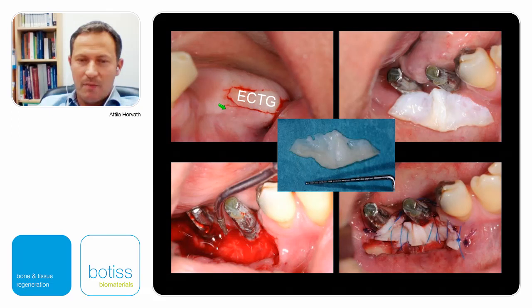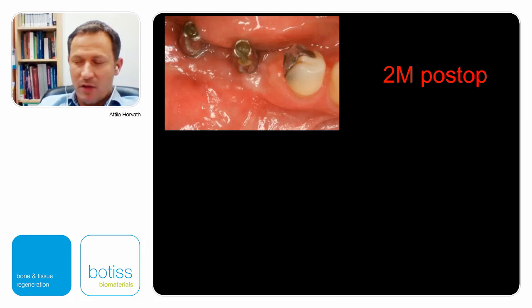And of course, at the same time, we've done non-surgical cleaning of the implant in order to reduce the bacterial load. Nothing else. We haven't done any open surgery. We didn't disclose the threads on the implant. So 2 months post-operatively in this picture.